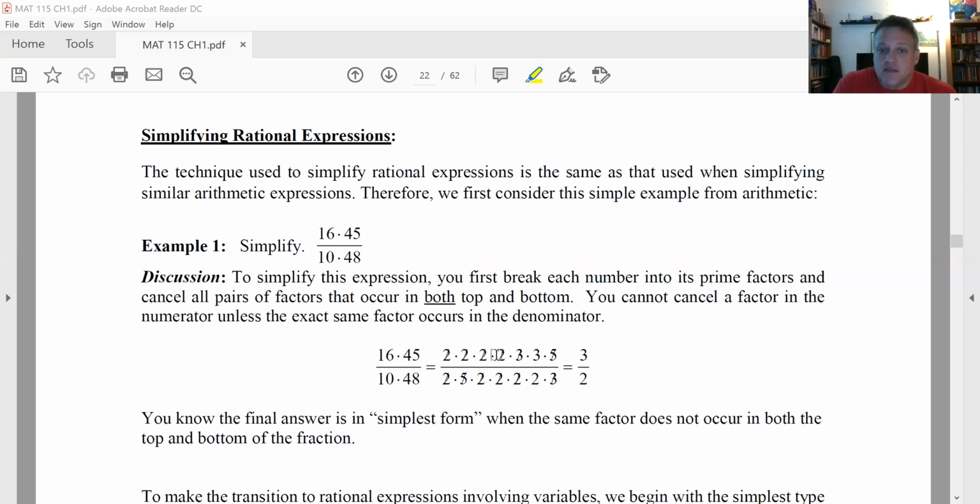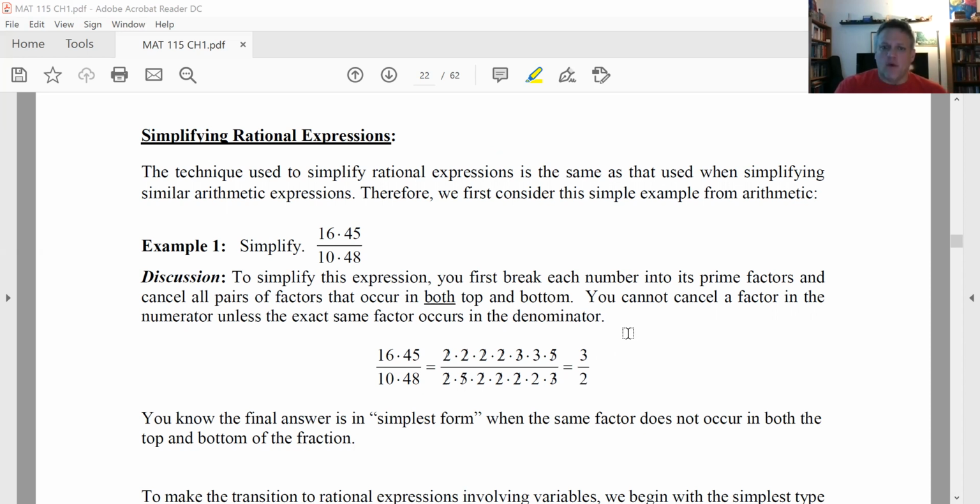So we know 16 is 4 2's being multiplied. 45 is 9 times 5, which you can write as 3 times 3 times 5. And then similarly in the bottom, 10 is 2 times 5, and then 48 can be written as 16 times 3, or 4 2's and a 3 being multiplied. Now, just group pairs of common factors in top and bottom and cancel them out. And the only thing that remains is a single 3 and a single 2. And so the end result, this rational expression simplified, is just 3/2.